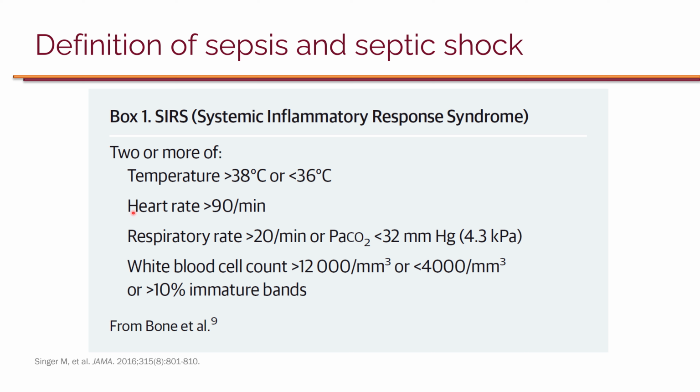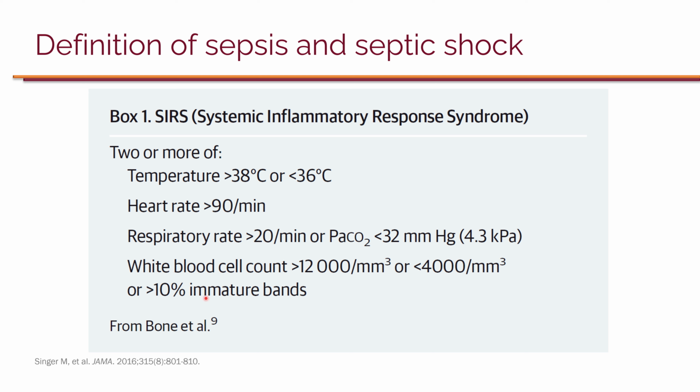The second is a heart rate of more than 90 beats per minute. The third one is a respiratory rate of more than 20 per minute, or, if the patient is in an ICU and you have access to more invasive measurements, you may have the arterial partial pressure of CO2 less than 32 millimeters of mercury. And the fourth one is a white blood cell count of more than 12,000, or too low if it's less than 4,000.